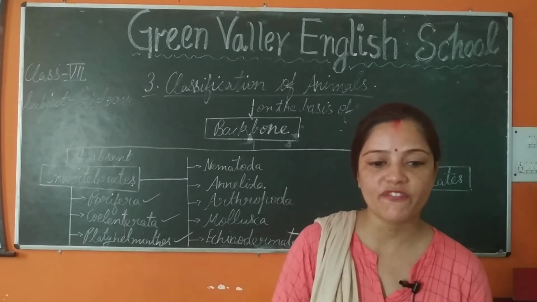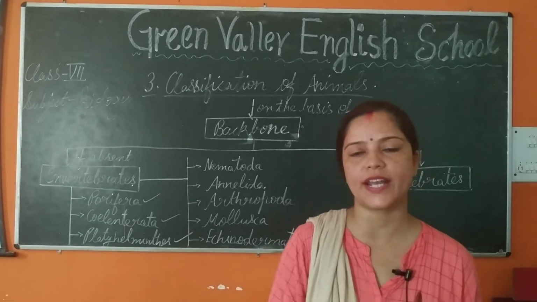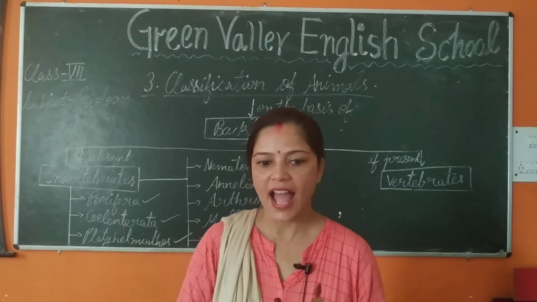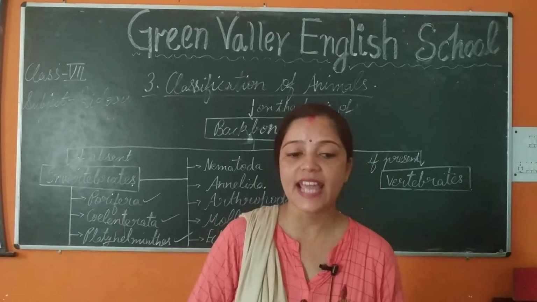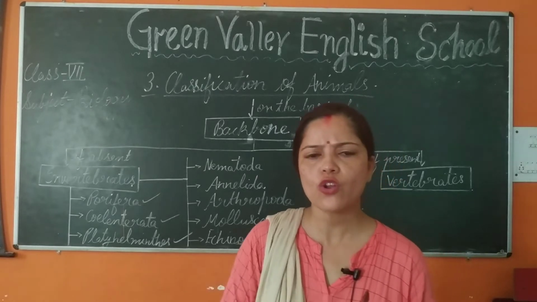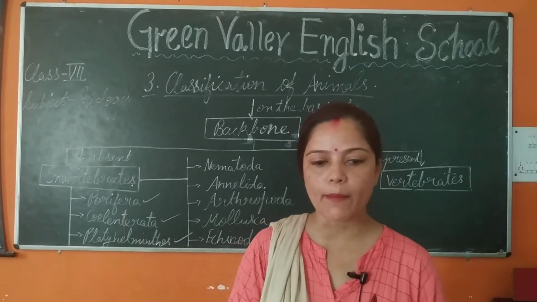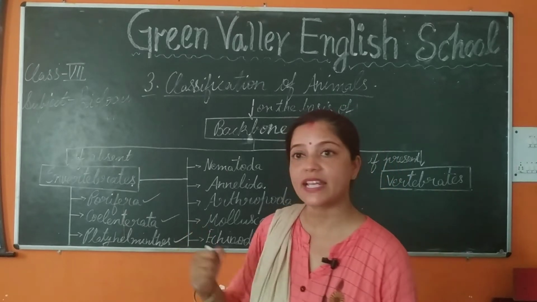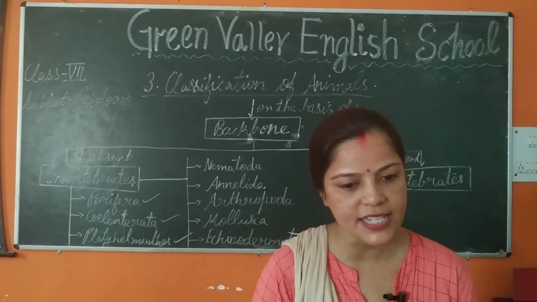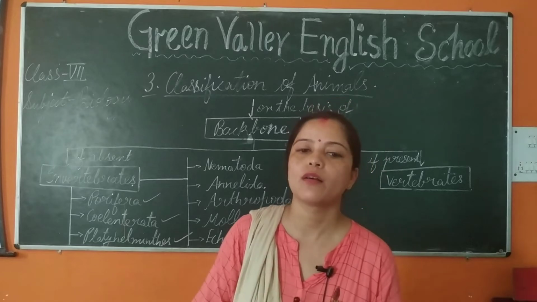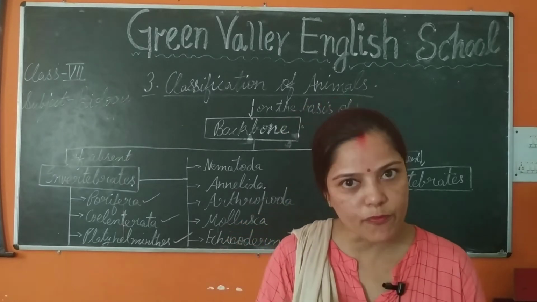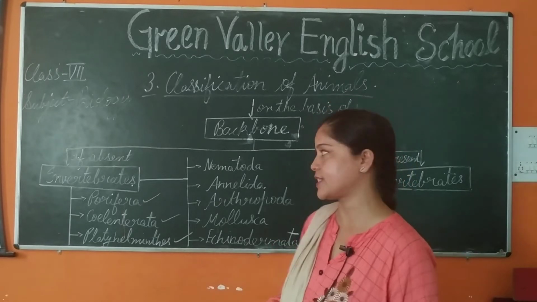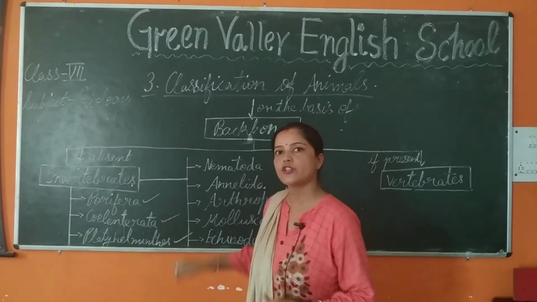So, Porifera have a porous body. Examples are Sycon and Spongilla. And what about coelenterates? They have a soft, hollow, sac-like body. Examples are Hydra and sea anemone. And what about Platyhelminthes? They have a flat, thin, ribbon-like body. Examples are tapeworm and liver fluke. And today we are going to start with Nematoda.